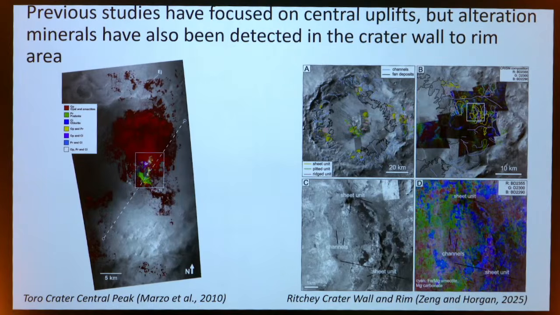On the right, we have a figure from Lingqi's paper on Ritchie crater, where he focused specifically on the crater wall to rim region, and he was also able to find evidence of alteration minerals that could be indicative of an impact-induced hydrothermal system.